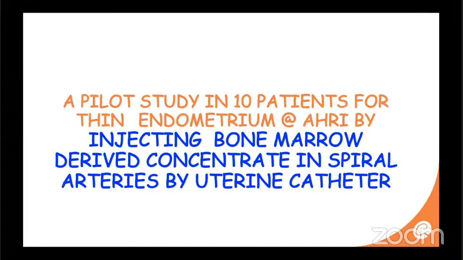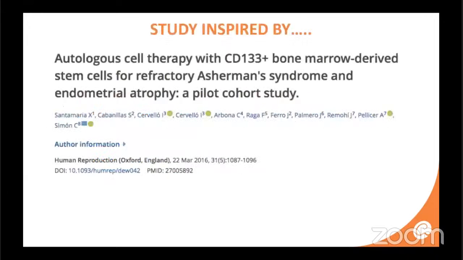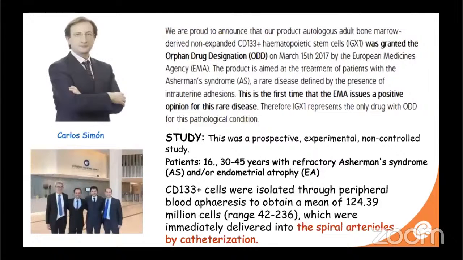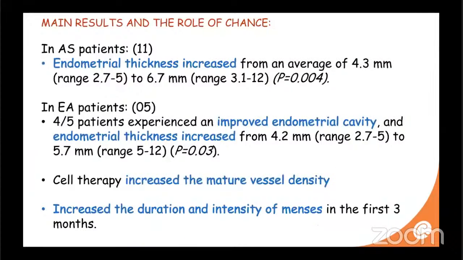Now, this was a pilot study of 10 patients with thin endometrium done at our hospital by injecting bone marrow-derived concentrate into the spiral arteries by uterine catheter. This was inspired by a study from Carlos Simon, wherein he isolated CD133 cells from peripheral blood apheresis, which were then immediately delivered into the spiral arterioles by catheterization.